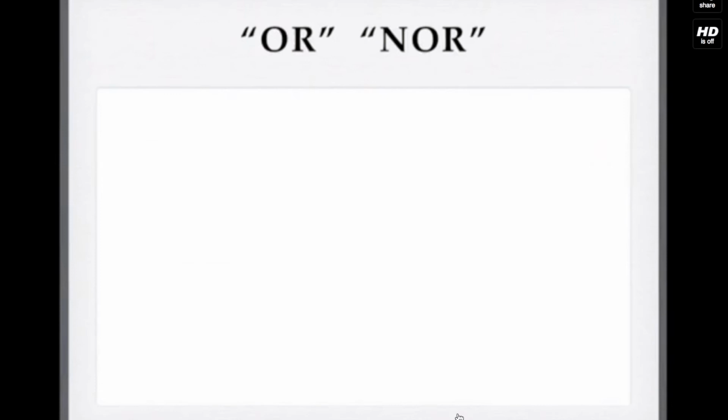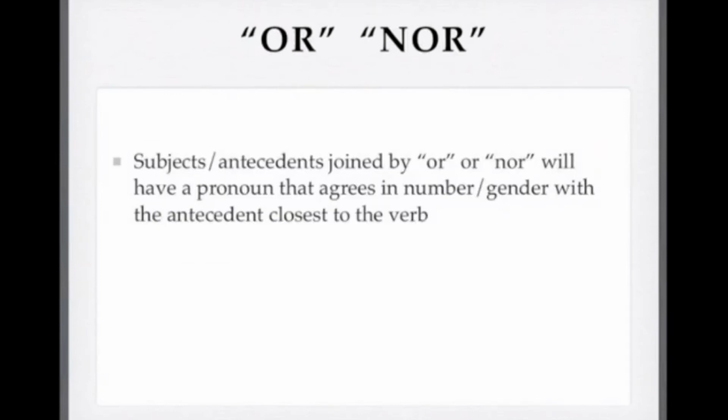Or, nor. Subjects or antecedents joined by "or" or "nor" will have a pronoun that agrees in number and gender with the antecedent closest to the verb. So this is where it can get very tricky.